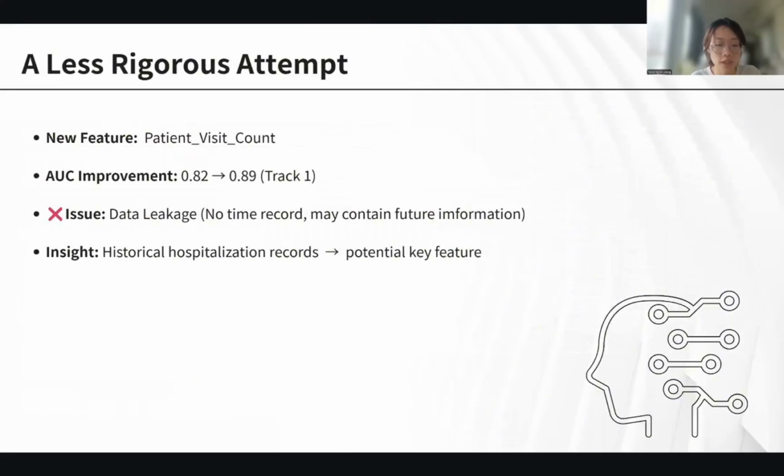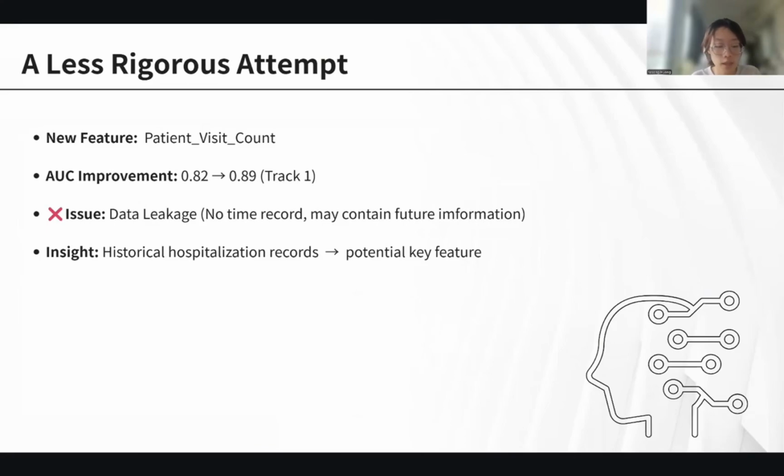Based on our previous feature engineering, we added only one new feature, patient visit count, which simply counts how many times a patient gets into the hospital, and then we trained the same model again. Surprisingly, the AUC score improved greatly, from 0.82 to 0.89. However, since our dataset does not have any time information, this feature is actually illegal.